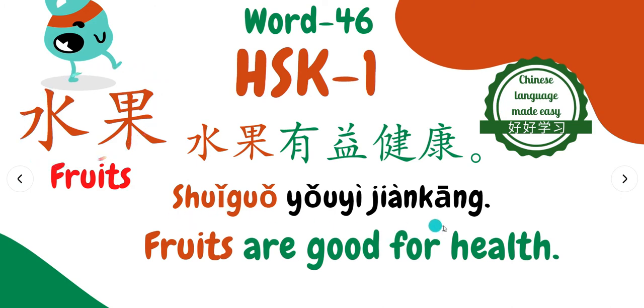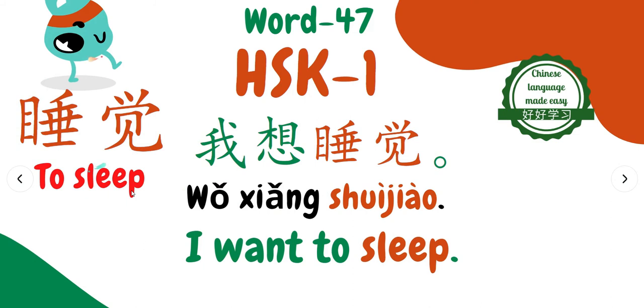水果有益健康, fruits are good for health. So the word was 水果, fruits. Word number 47 is 睡觉. 睡觉 means to sleep.